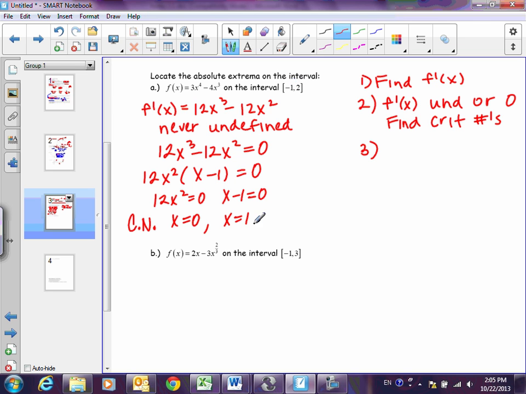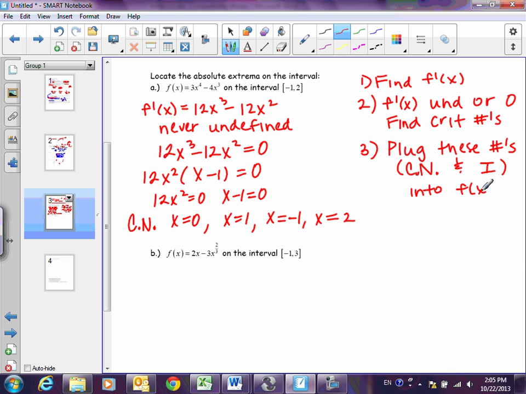All right? So I'm going to consider x equals -1, and I'm going to consider x equals 2. Okay? We're going to plug these numbers in. By these numbers, I mean critical numbers and I. What does I stand for? Interval, the endpoints. Okay, we're going to plug these numbers into f of x. And then our last step is going to be to determine absolute extrema.